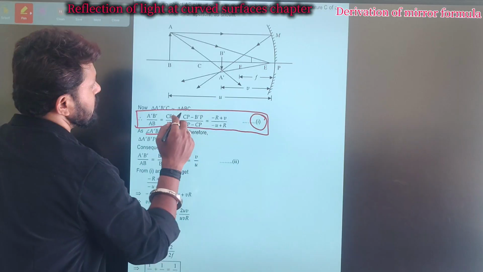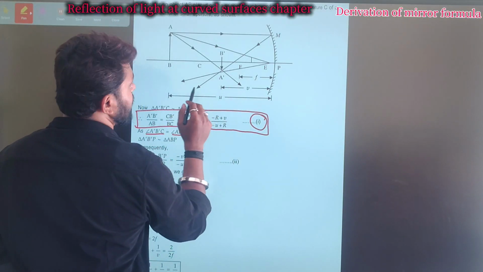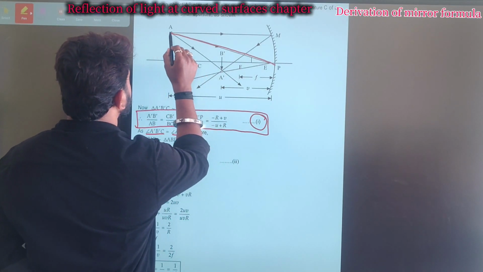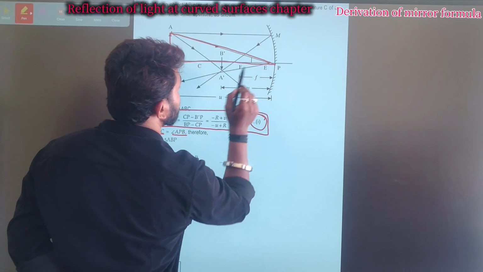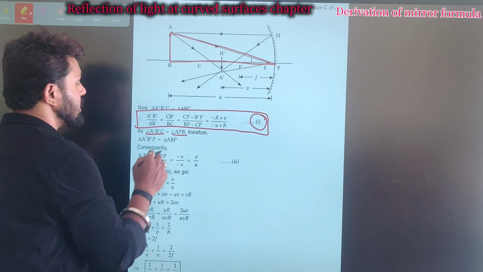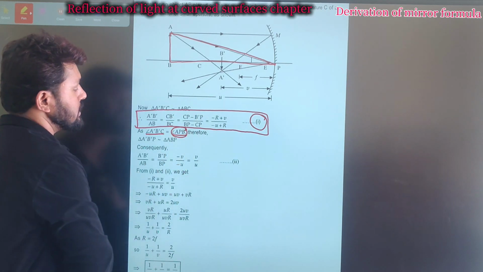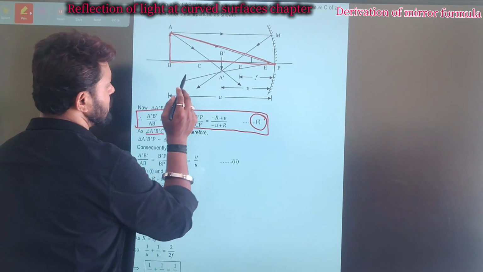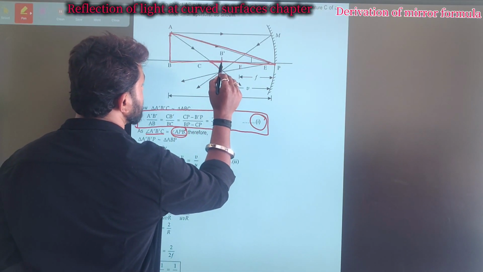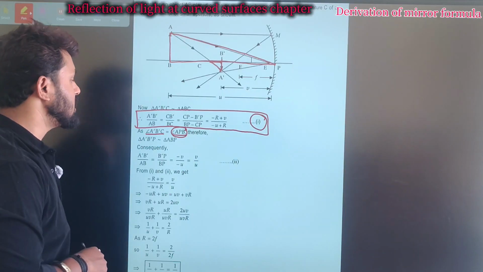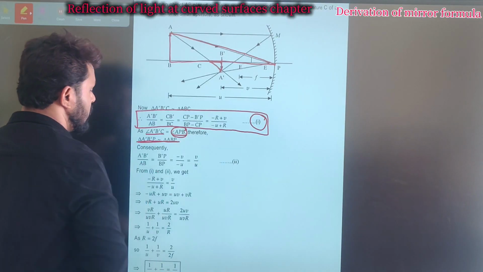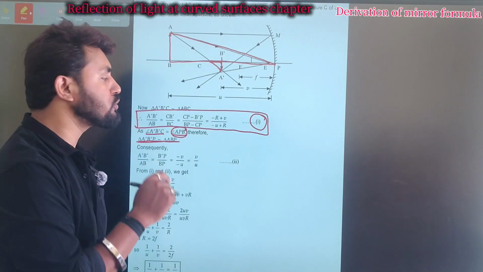Let's see. Now we have this big triangle. We are talking about the big triangle that we have, that is triangle APB, and the smaller triangle A dash B dash C. Again with the same property, these two triangles will also be similar to each other, and from here also I'll take one equation.